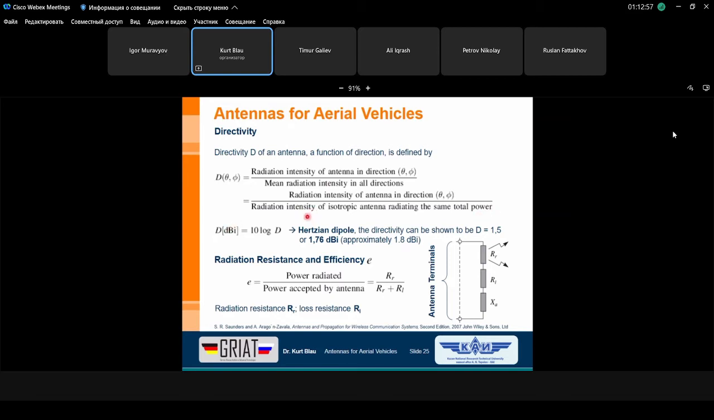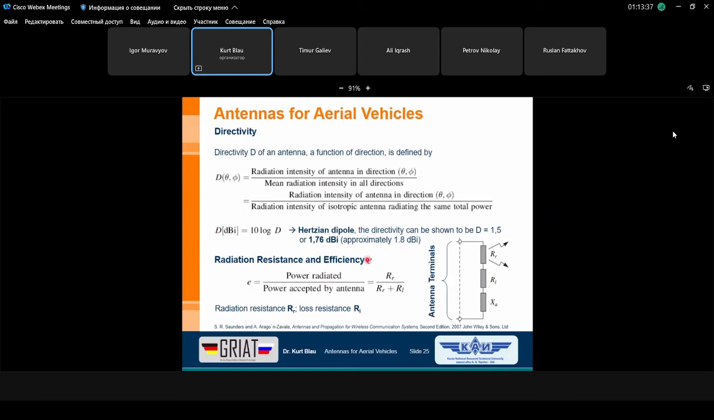If you look at the Hertzian dipole, we can see that the directivity can be shown to be 1.5, or in logarithmic scale you can calculate this value as 1.76 dBi. This small i means it is related to the isotropic radiator, meaning to spherical radiation behavior. Now we can explain it a little bit in more detail.